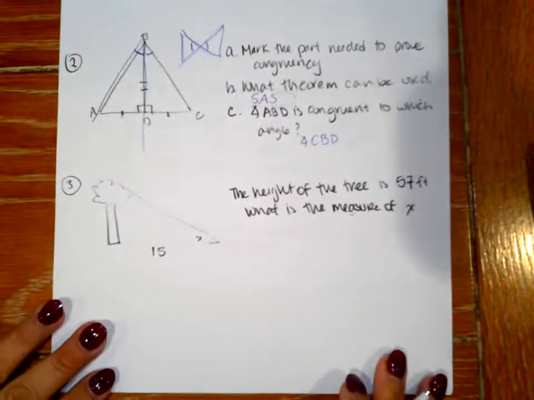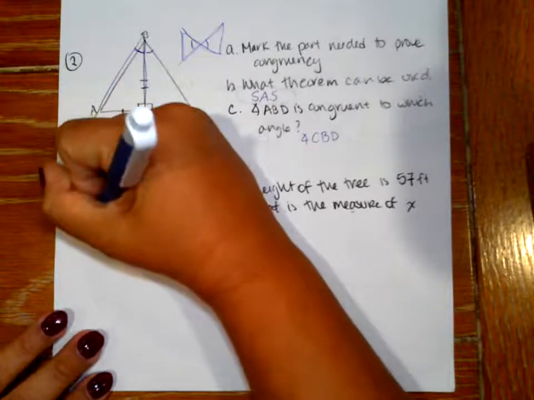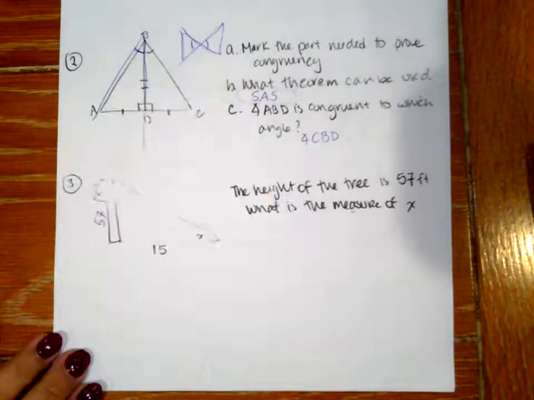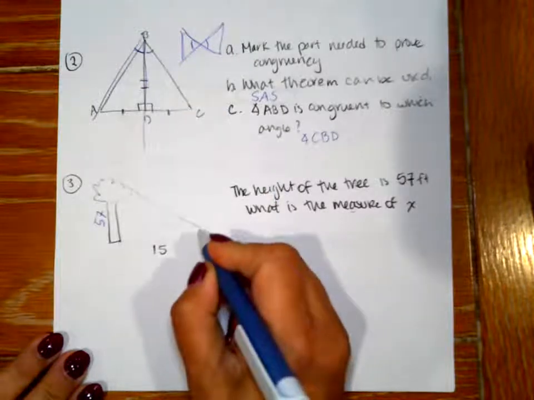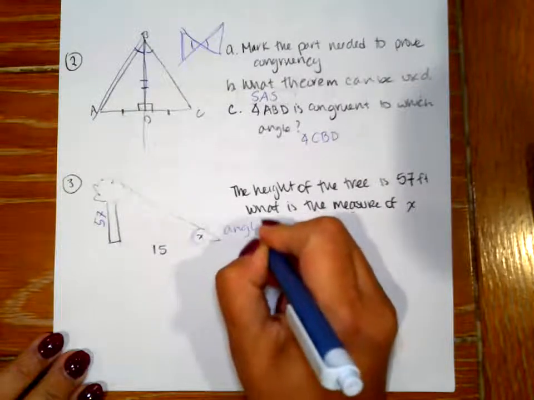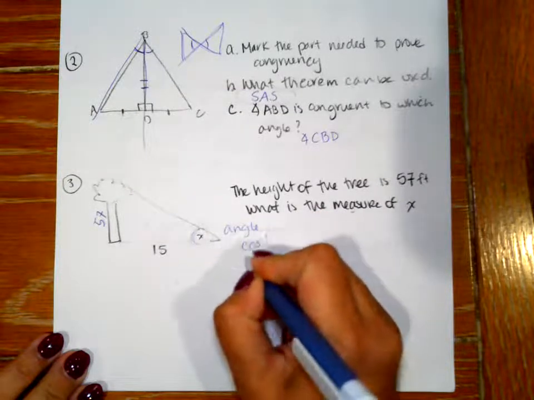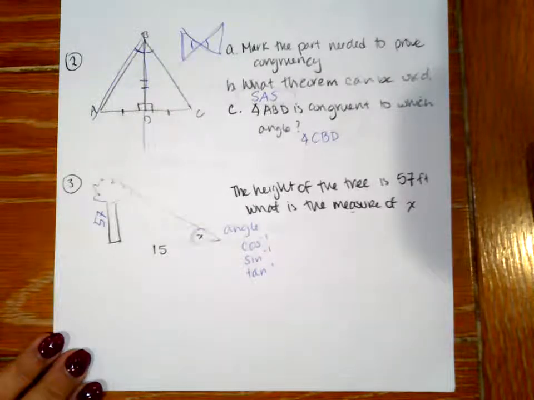All right, this one right here. The height of the tree is 57 feet. So right here is 57. What is the measure of x? They're looking for an angle. So when you're looking for an angle, remember you're going to use inverse sine, cosine, or tangent. So you're going to have to use one of those.